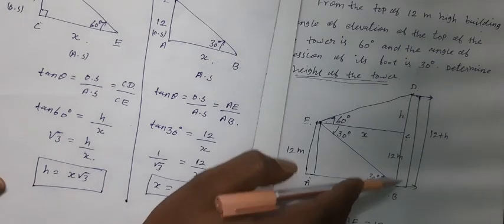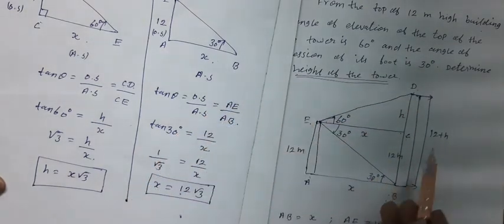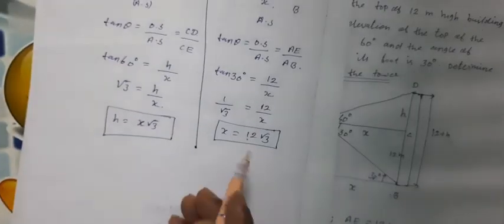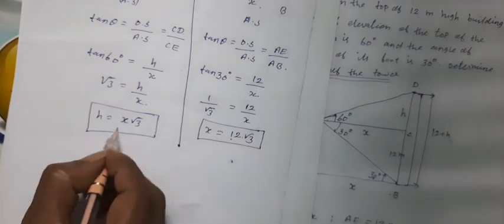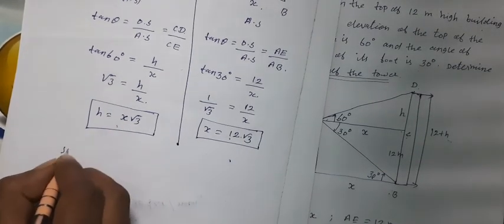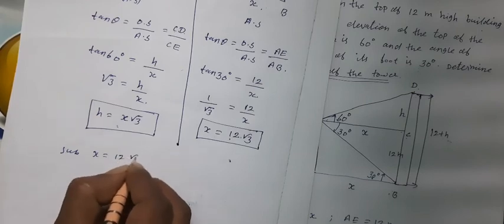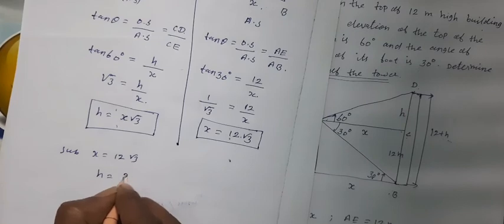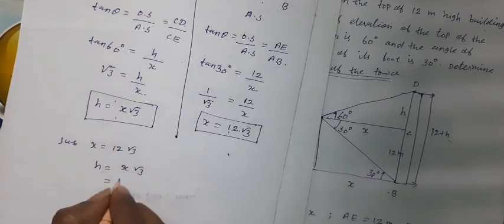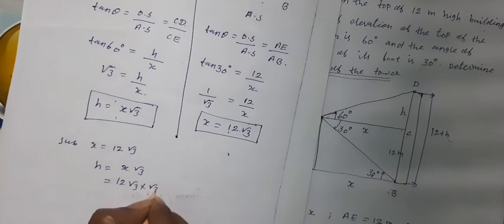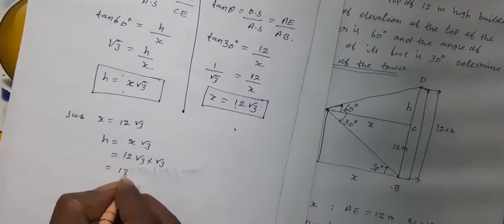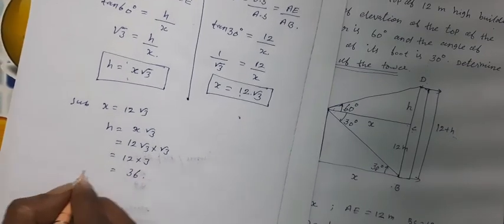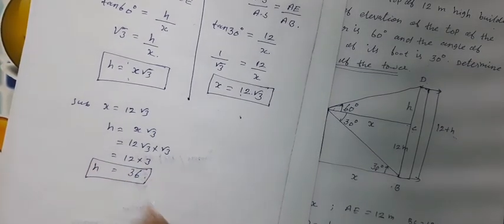So now we can find x. But you want to find the height of the tower. So the height of the tower is 12 plus h. So first you want to find the value of h. So we take this x value and substitute here. Substitute x is equal to 12 root 3. So h is equal to x root 3, which is 12 root 3 into root 3. So we get 12 into 3 equals 36. So we get h is equal to 36.